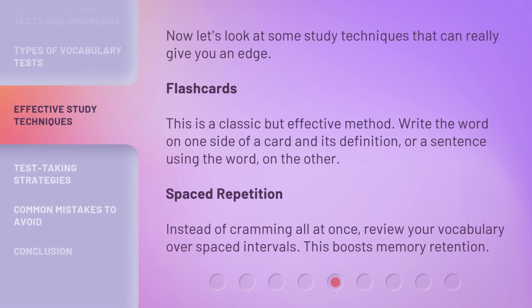Now let's look at some study techniques that can really give you an edge. Flashcards. This is a classic but effective method. Write the word on one side of a card and its definition, or a sentence using the word, on the other. Spaced repetition. Instead of cramming all at once, review your vocabulary over spaced intervals. This boosts memory retention.